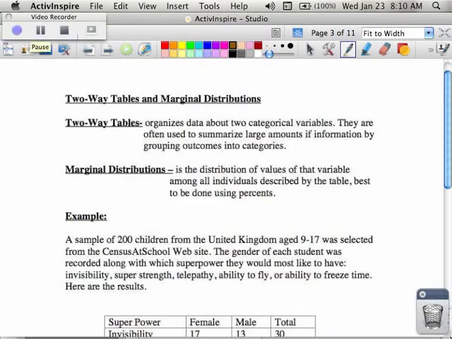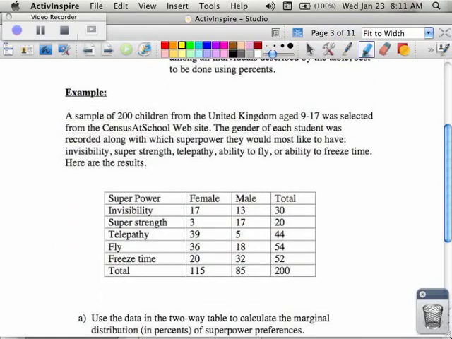All right, two-way tables. Two-way tables are very popular in statistics. And all it really means is that there's a heading across the horizontal at the top usually, and one across the vertical on the left usually. And it organizes our data into two categorical variables. They're often used to summarize large amounts of information. And a marginal distribution is the distribution of values among all of the individuals. That's kind of the important thing. So when you're looking down below in the table, when they talk about all the different values, they're talking about this number 200 here. So when they talk about marginal, they're talking about a percentage, and it's out of the total of the whole table.